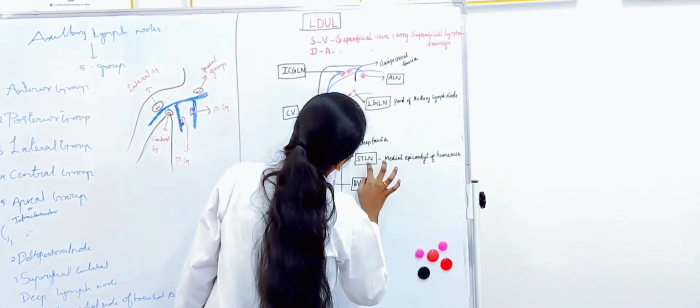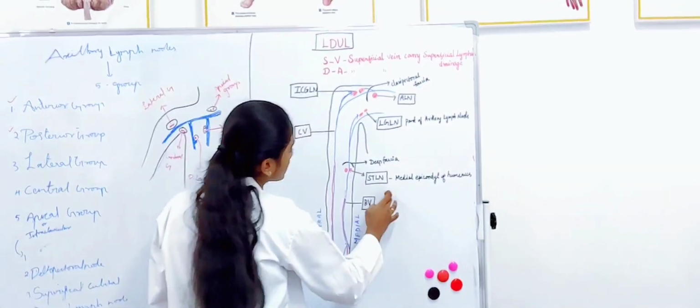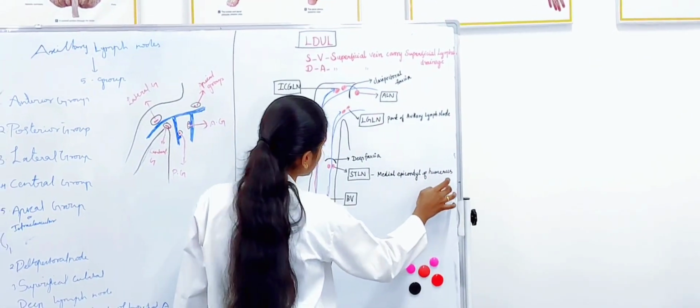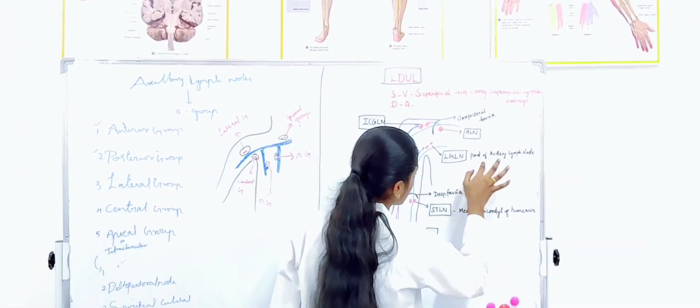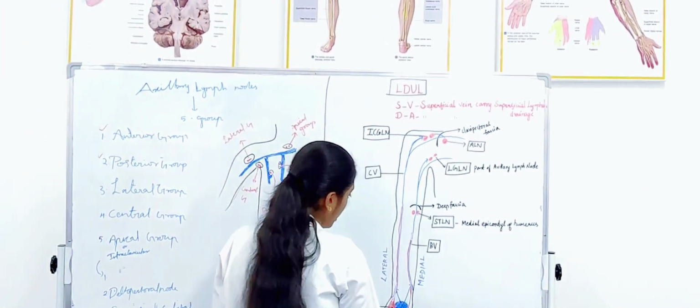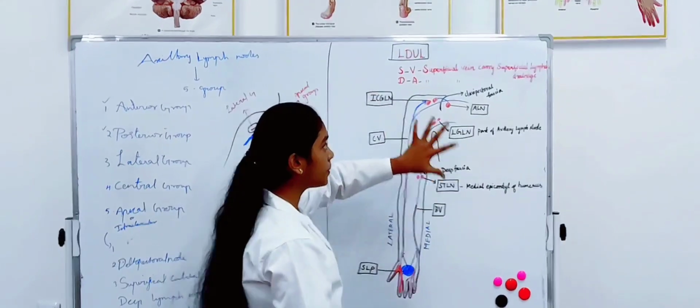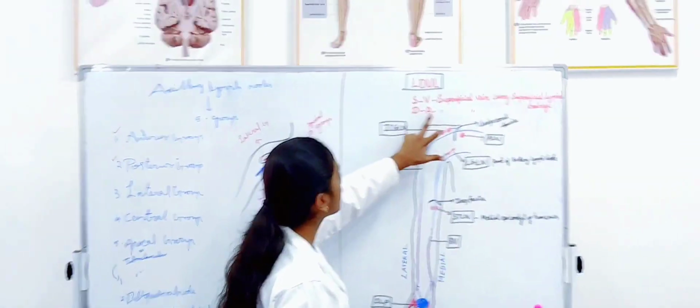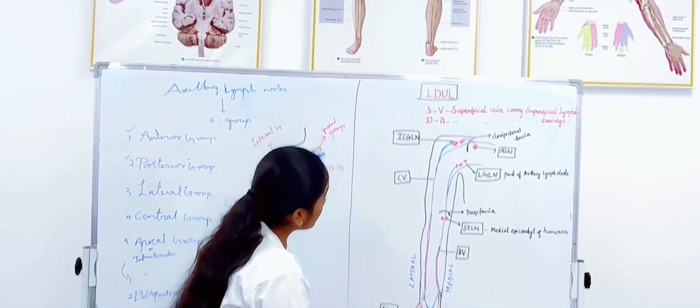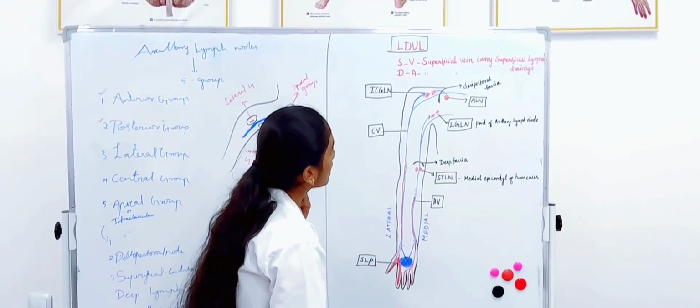And it goes through the deep fascia and the supratrochlear lymph node. It is near the medial epicondyle of the humerus, and it drains into the lateral group of lymph nodes. It is a part of the axillary lymph nodes. These are the superficial vein drainage and the deep lymphatic drainage.